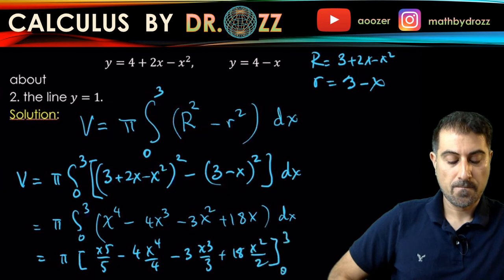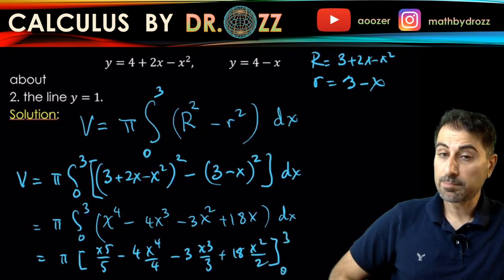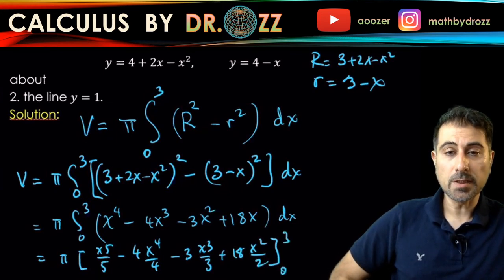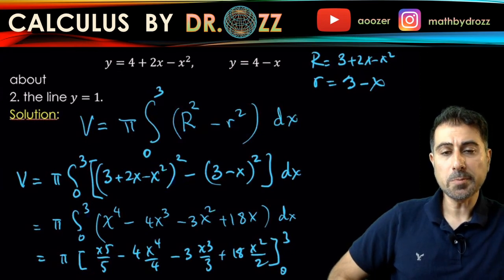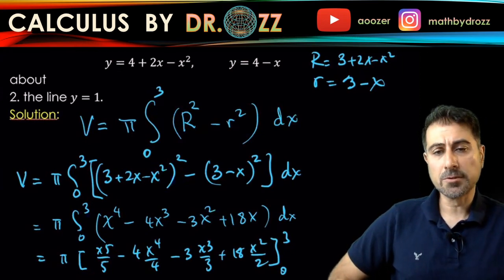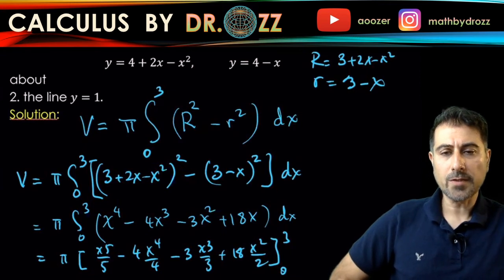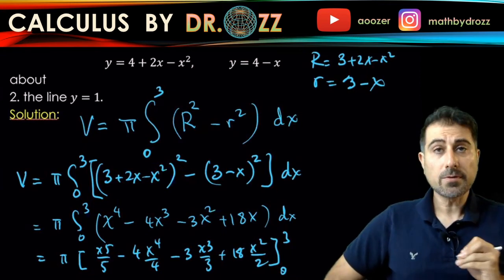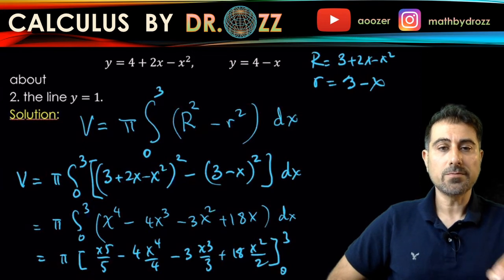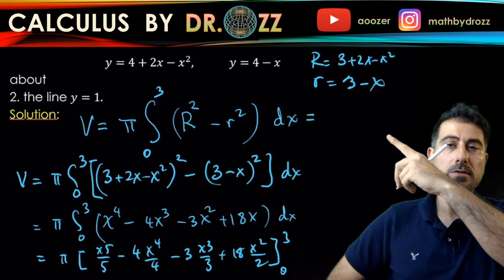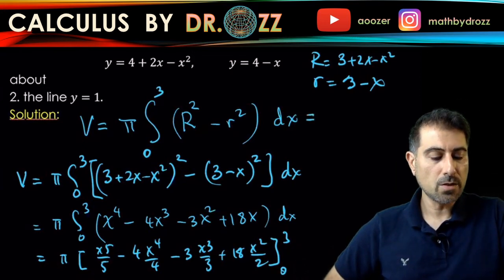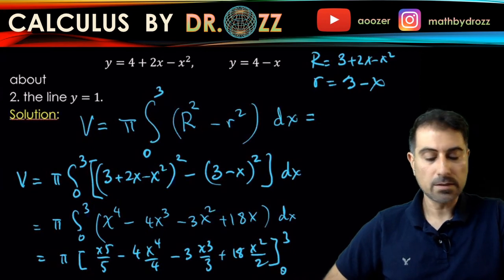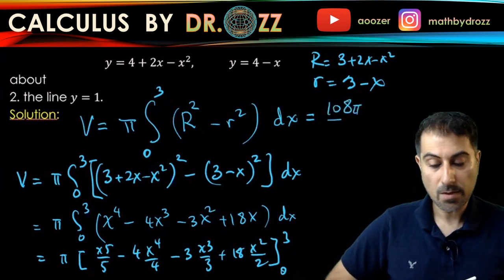Right now, please pause the video and plug in 3 for x and plug in 0 for x. When you plug in 0 for x, you're going to get 0 all the way. So when you plug in 3, you get, continuing from right here, 108 pi divided by 5.